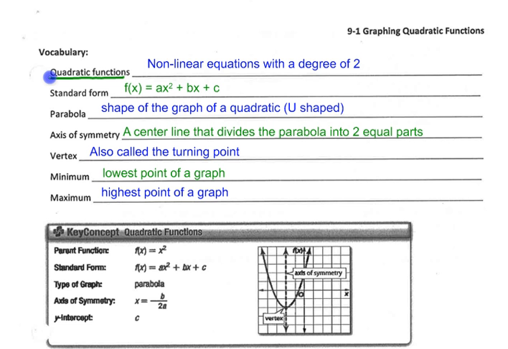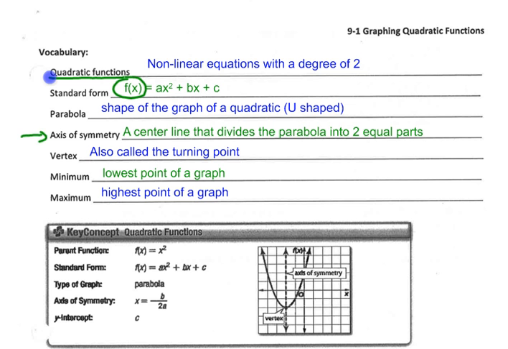Our standard form, which we've talked about before, remember f of x just means that it's a function. It can be replaced with y. But we have ax squared plus bx plus c. And we're going to be using those a's, b's, and c's to do different things. The parabola is the shape of the graph of a quadratic graph. It's going to be U-shaped, and it can go up or down.